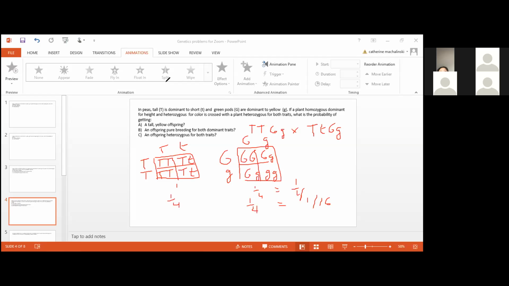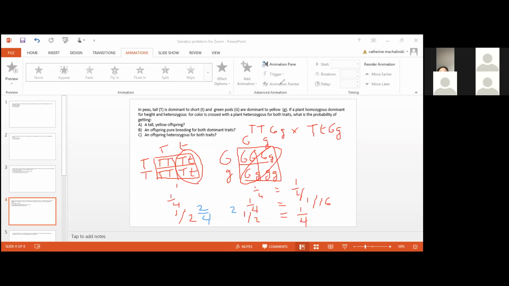Okay, and then C is heterozygous for both traits. So heterozygous for this one is 2 out of 4. And again, I recommend that you reduce your fractions at the beginning. Instead of writing 2 out of 4, write 1 out of 2. And for heterozygous for this one, it's also 2 out of 4, which again, I would recommend that you reduce your fraction to 1 out of 2. So 1/2 times 1/2, 1 times 1 is 1, 2 times 2 is 4. There's your answer.